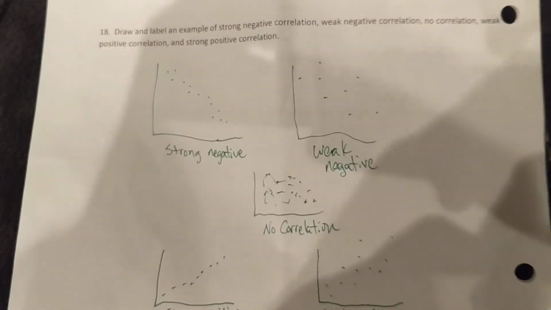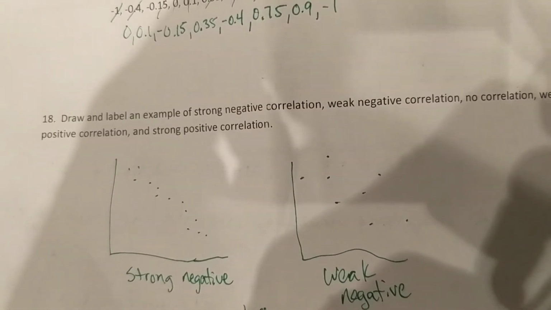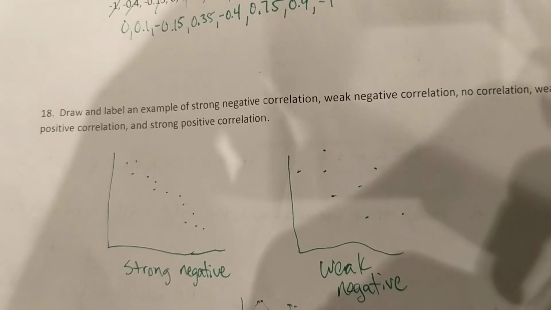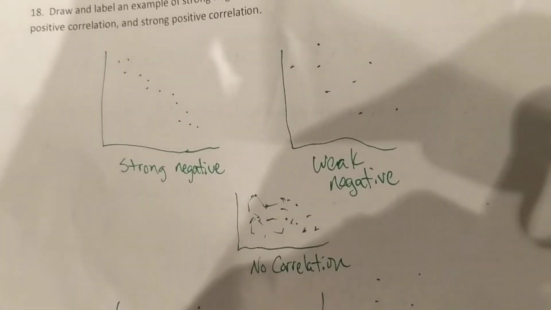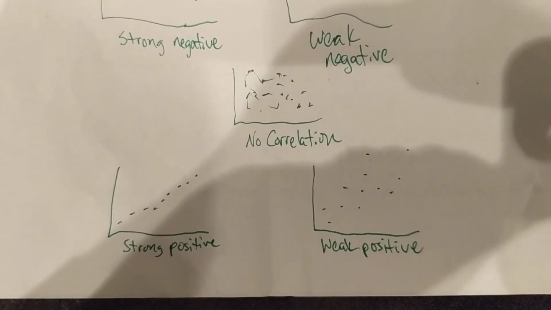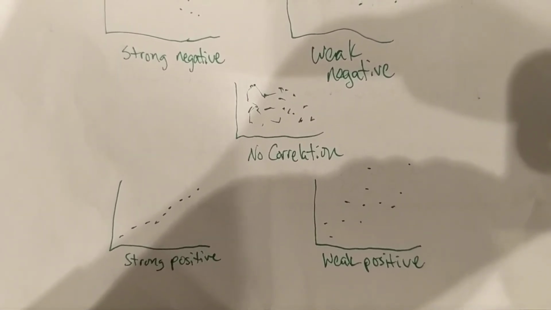All right, and the last one wants you to draw some pictures. Strong negative means it's going down and they're close together. Weak negative means it's going down but they're spread out a little bit more. No correlation means the dots are just all over the picture. Strong positive, they're kind of in a line going up. Weak positive, again, they're going up but they're scattered a little bit.